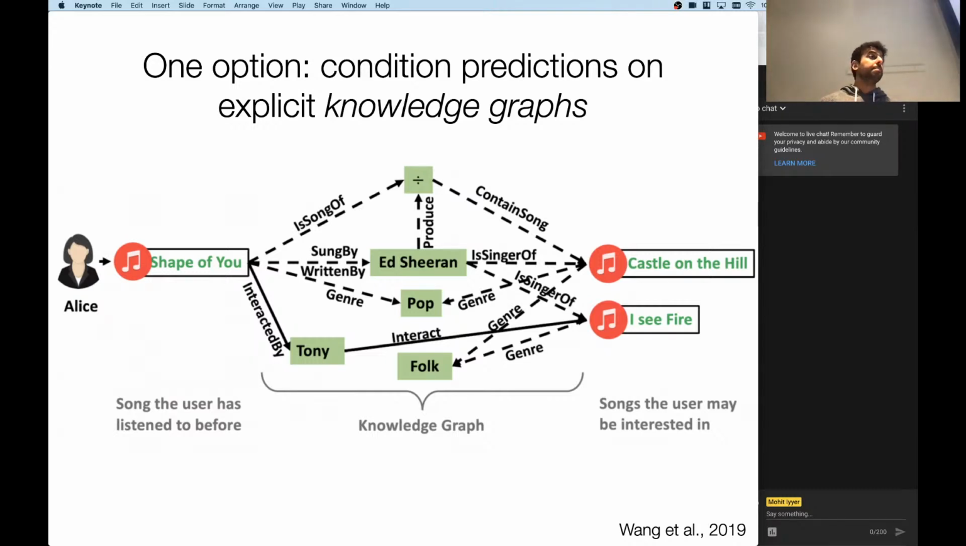Some require a lot of manual effort, because you have to curate what types of edges you are going to consider, what types of nodes, and so on. And there are automatic ways to get these kinds of graphs from text, but they're noisy, not very reliable, and you might lose a lot of information.